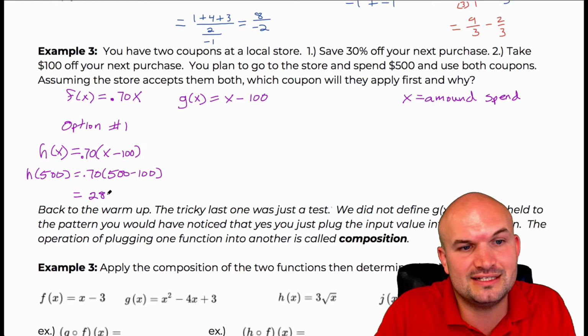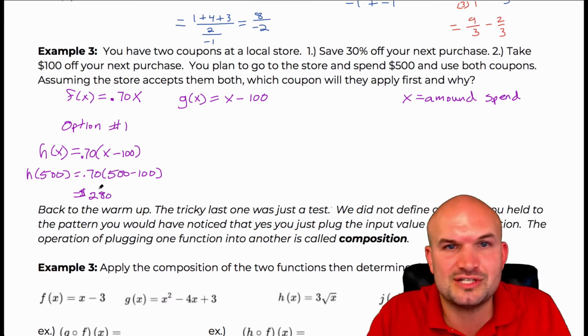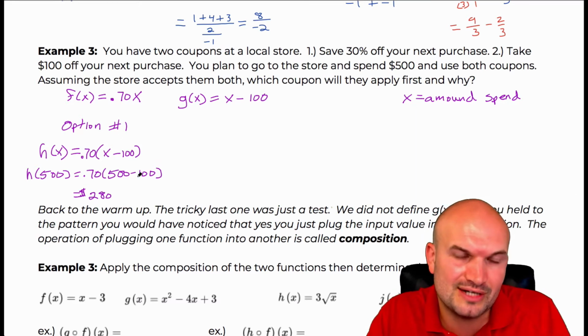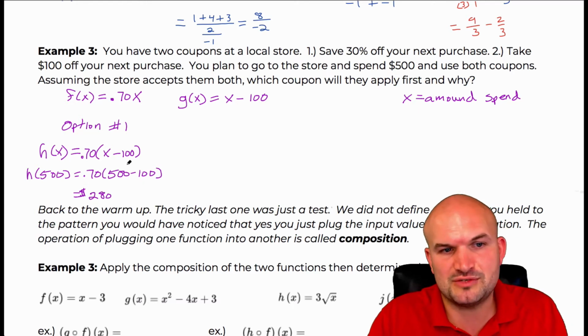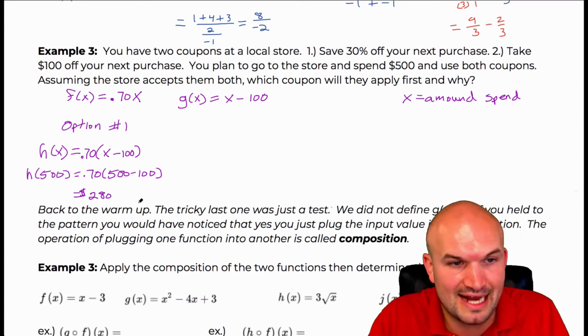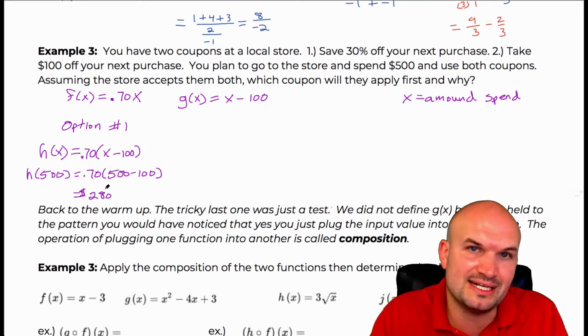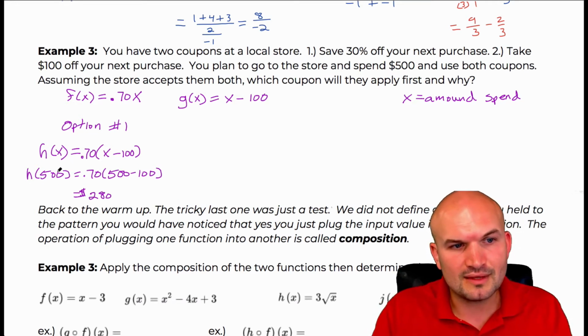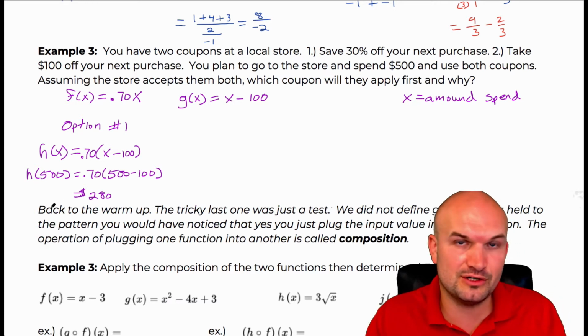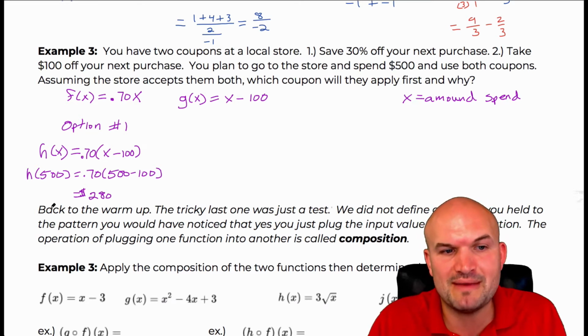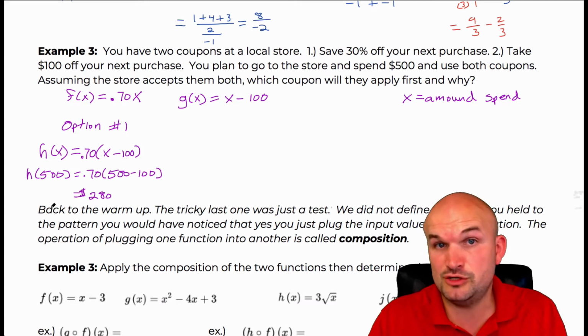Now, I decided to eliminate the dollar sign just for my mathematical operations. We could obviously put $100 there, but for the mathematical purpose, I just wanted to focus on the numbers. But then obviously the answer to the question is in dollar amount, so we want to make sure we include that dollar amount in our answer. So h of 500 equals $280. Again, that means if you are spending $500, you subtract 100 and then take 70% of that, the amount that you're going to need to spend is $280.